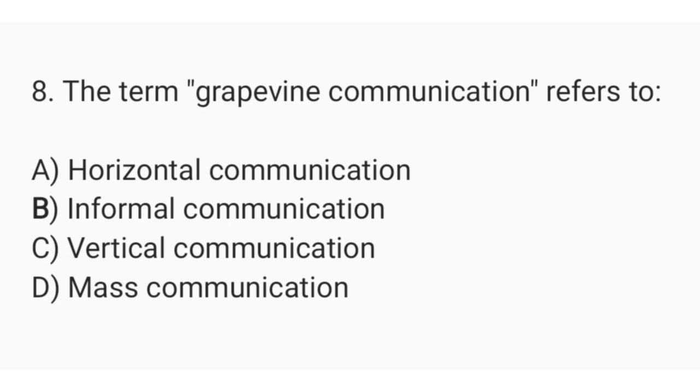The term grapevine communication refers to, the options are horizontal communication, informal communication, vertical communication, and the fourth one is mass communication. Option B. Informal communication is the right answer to this question.